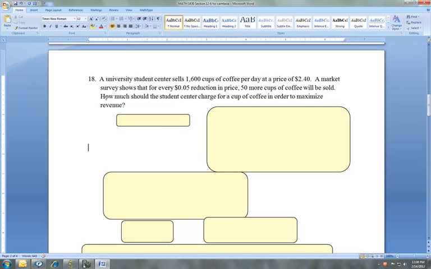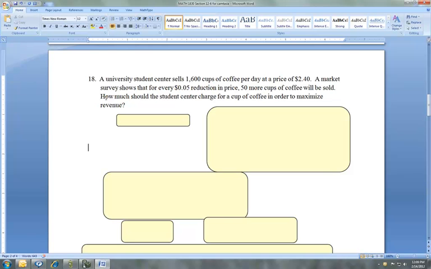Now we're going to look at what I sort of call reduction and increase type problems. Something's going to reduce, and when it does, it turns right around and something else increases. So the first problem we're going to look at is problem 18.